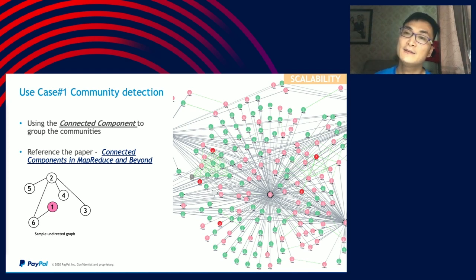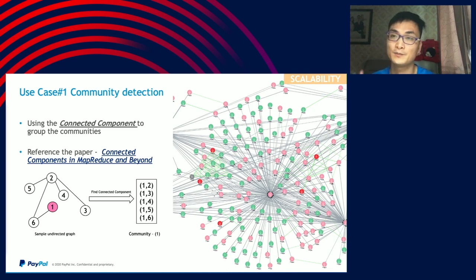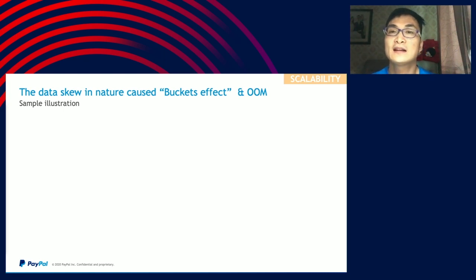Here you can see a simple undirected graph. All the nodes in the graph are connected with each other directly or indirectly, so they belong to a single connected component. Then we can find one connected component, and we will pick the smallest node, which is node 1 here, as the representative node of this graph. Then we will get one community. We will get these new pairs of the community, where all the nodes belong to community 1.